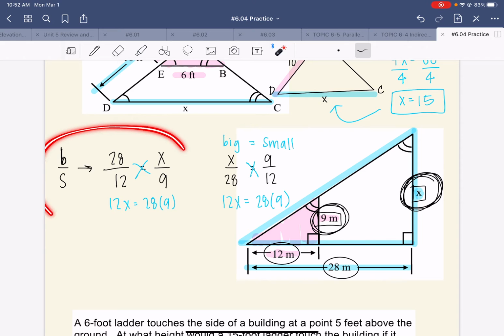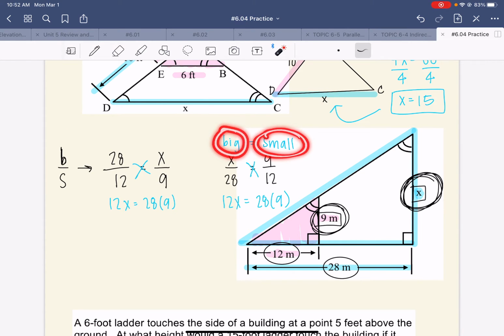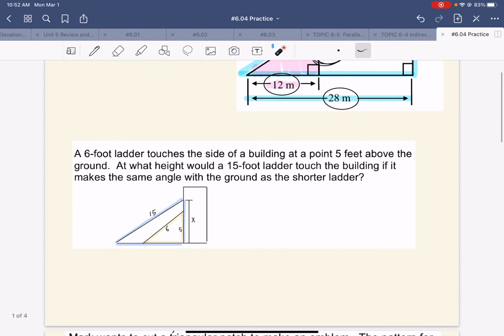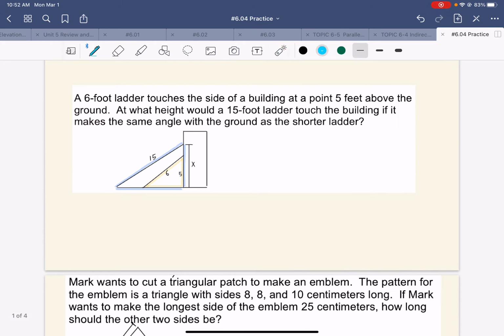I am going to stick to doing big over small, but you can do the big triangle equals the small triangle ratio. But remember, it needs to go in corresponding parts. So if you do x over 28, you need to do 9 over 12 because it goes from height to the base and then height to the base. All right. Let's do this one.